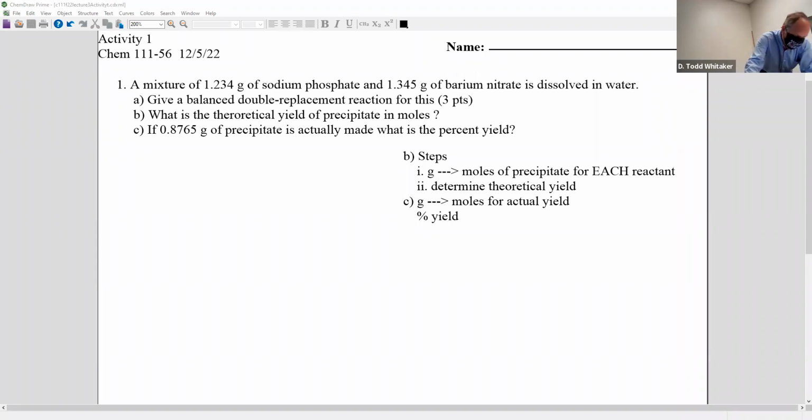Barium is hooking up with phosphate. That's a 3 barium and a 2 phosphate. Definitely a precipitate. I'm going to write S here. I wasn't asked for it, but now I know that's the precipitate, right? Right there.